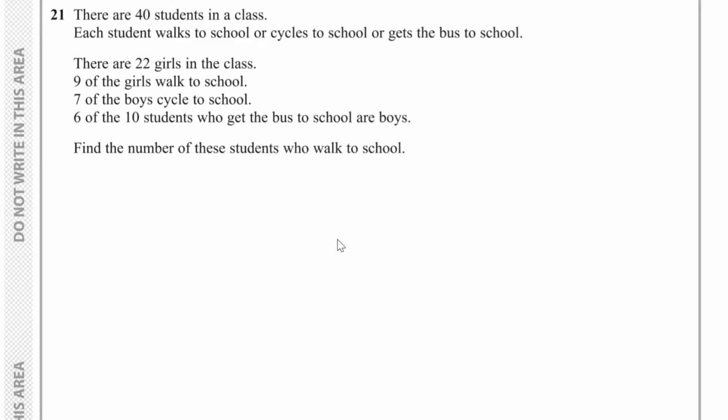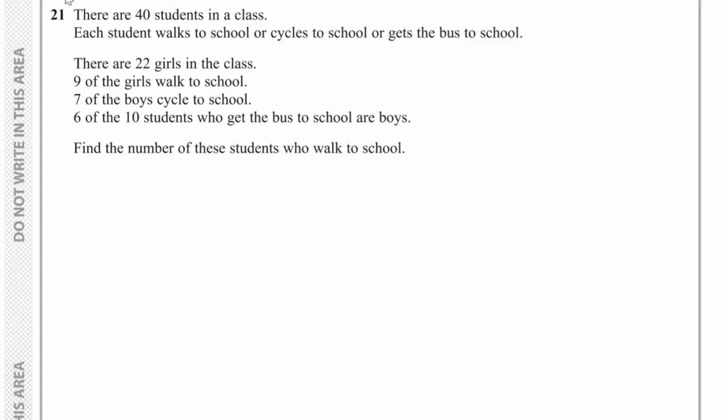Question number 21. There are 40 students in a class. Each student walks to school or cycles to school or gets the bus. There are 22 girls in the class. 9 of the girls walk to school. 7 of the boys cycle to school. 6 of the 10 students who get the bus to school are boys. We have to find the number of these students who walk to school.